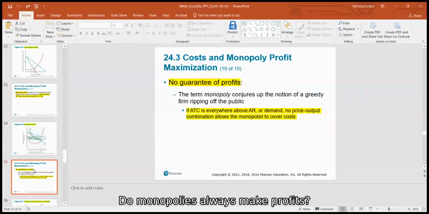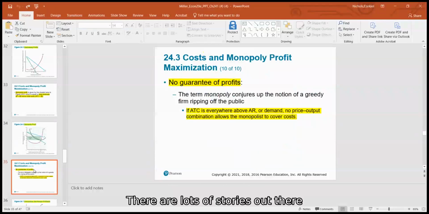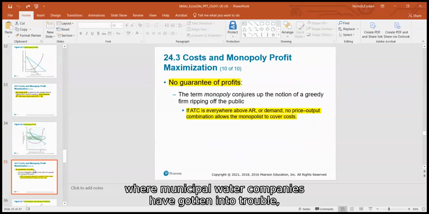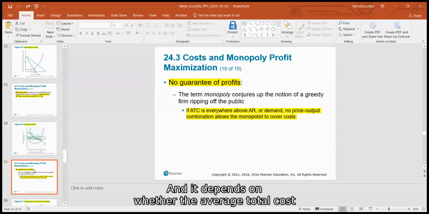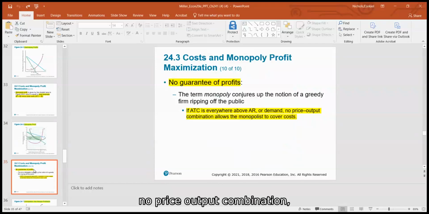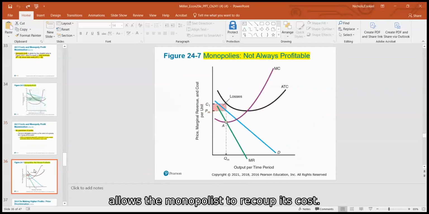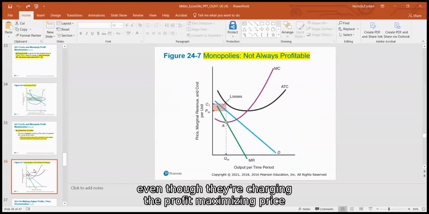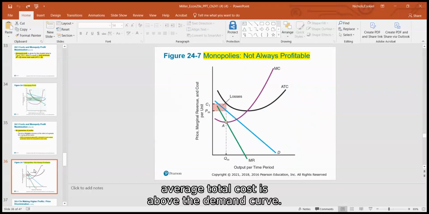Do monopolies always make profits? The answer is not always. A good example of this is municipal water supplies. There are lots of stories out there where municipal water companies have gotten into trouble where they just can't make a profit. And it depends on whether the average total cost is everywhere above average revenue or demand. No price output combination allows the monopolist to recoup its cost. And so here you can see, even though they're charging the profit maximizing price at QM and have the profit maximizing quantity, average total cost is above the demand curve, and so they incur losses.